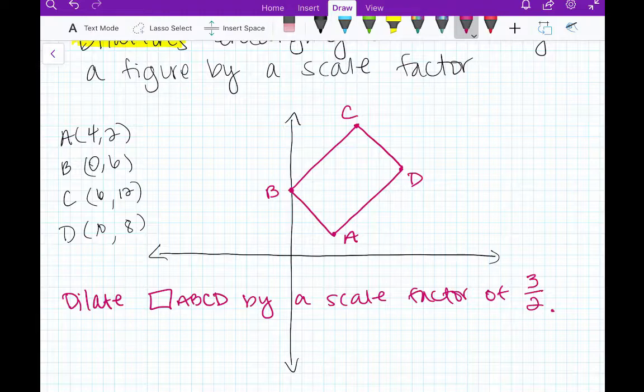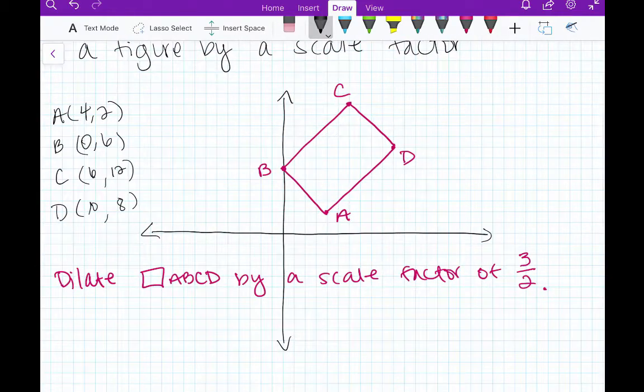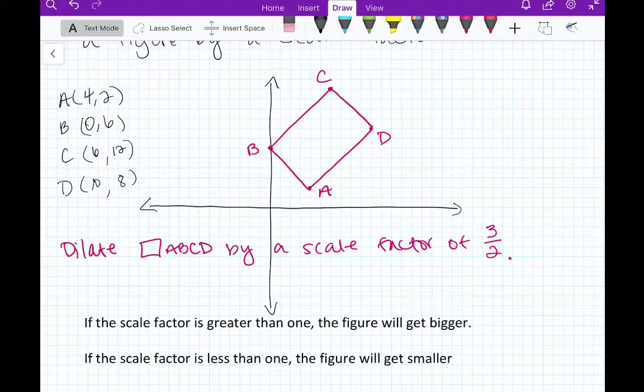If the scale factor is greater than 1, then the figure will get bigger. If the scale factor is less than 1, then the figure will get smaller. The way that we are going to do this is we are going to simply multiply the coordinates, each coordinate A, B, C, and D, by the factor of 3/2. So we have to multiply both the x and the y. This is a dilation about the origin, which makes this a little bit easier.